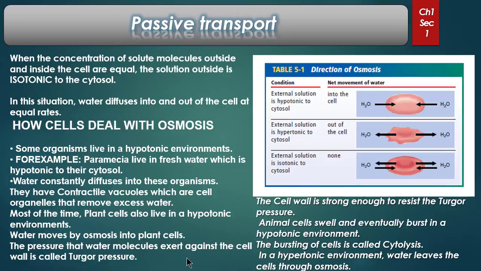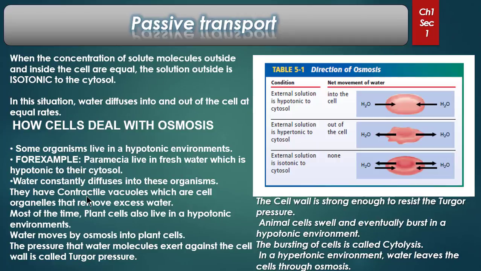Animal cells swell and eventually burst in a hypotonic environment, okay. So when water diffuses a lot into animal cells, of course they get big and big and big, but the contractile vacuole does not let the cell die. It pumps out the water, okay. The bursting of the cell is called cytolysis.